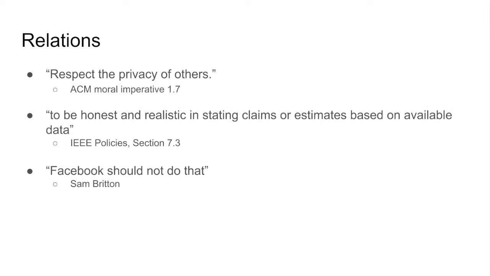IEEE Section 7.3 states to be honest and realistic in stating claims or estimates based on available data. Facebook has been dishonest by misleading users to agree to vague permissions, as well as by trying to exploit permissions for their own gain, such as getting around the background refresh exploit.